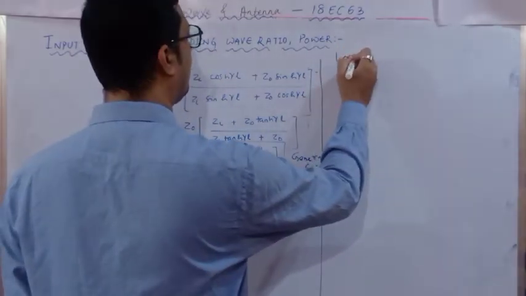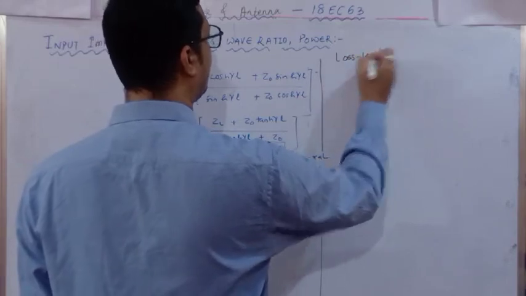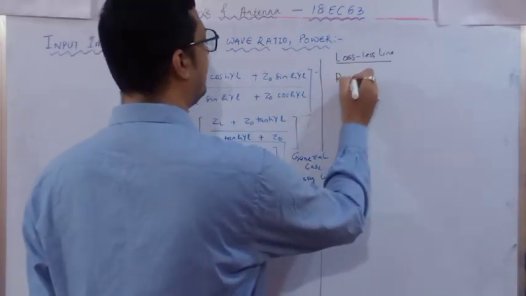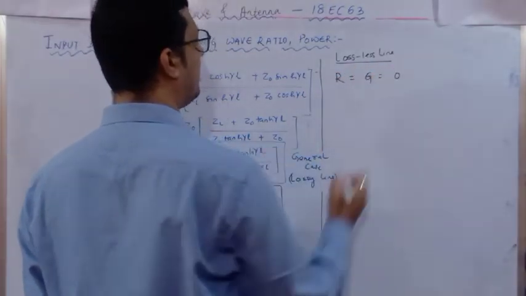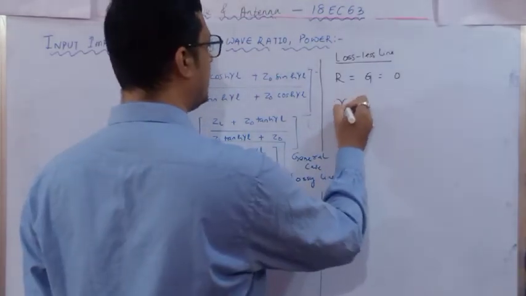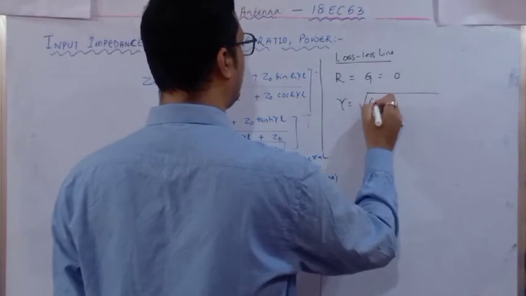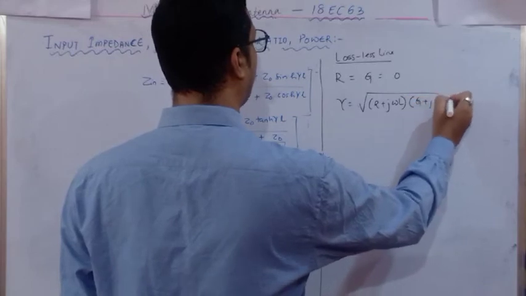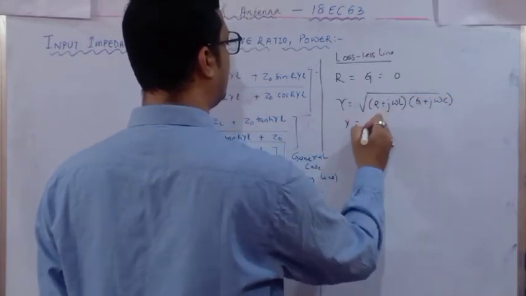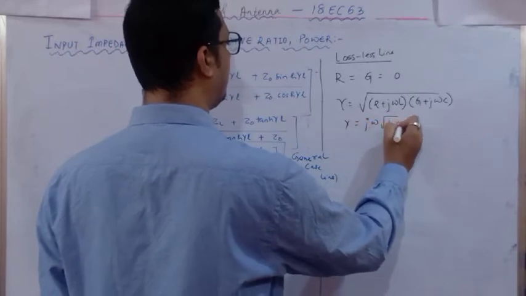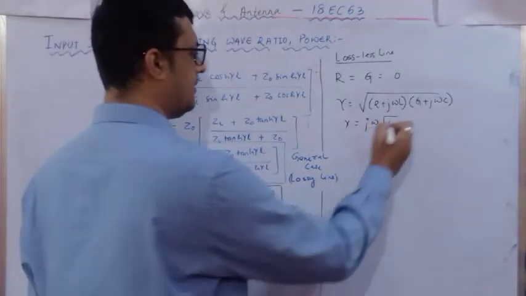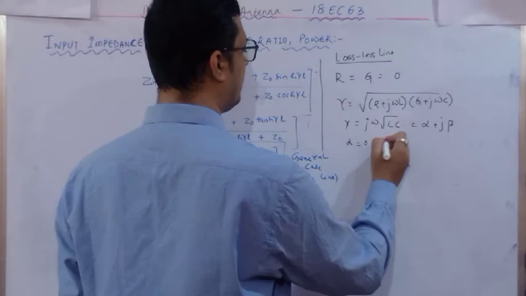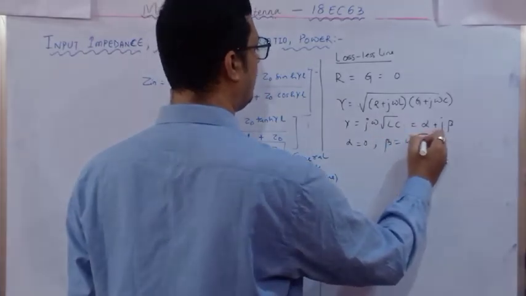For the lossless line, first we need to identify the condition. For the lossless line, R is equal to G is equal to 0, due to which your propagation constant gamma, which is the square root of R plus j omega L times G plus j omega C, if you substitute this condition, we will get j omega root LC, which is equal to alpha plus j beta, where alpha is 0 and beta is equal to omega root LC.